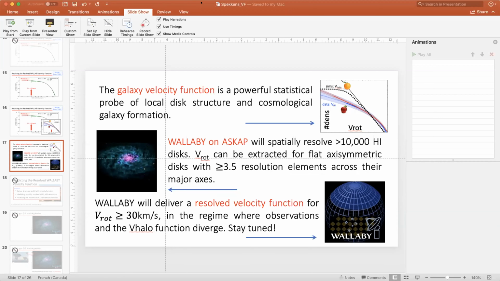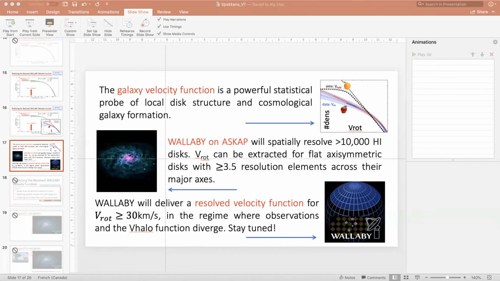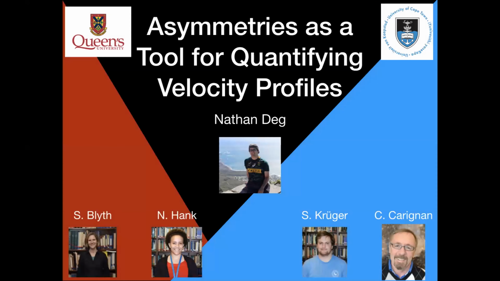Okay, the last speaker, it's noon now, East Coast. So Nathan, our final speaker for the session is Nathan Degg from Queen's University in Canada. The talk is titled Asymmetries as a Tool for Quantifying Velocity Profiles. Floor is yours.